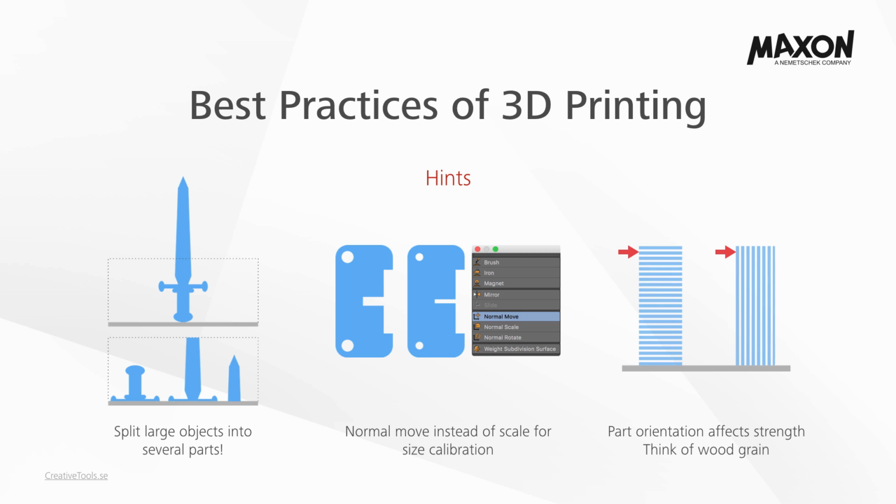Earlier I mentioned that thicker layers yield stronger parts. It's also important to orient the part on your 3D printer so that the layers stack in the optimal direction according to how your part will be subjected to forces. Think in the same manner as you would do with wooden objects.